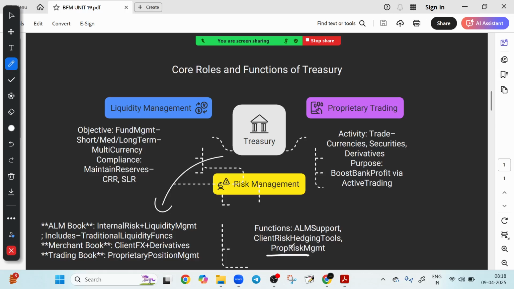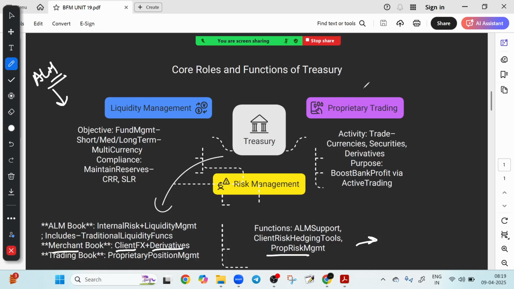And about the merchant book, so basically this is the part I told you, liquidity management is a part of the ALM book. Remember, this is very, very important. ALM book, liquidity management, right? And about risk management, you can see this risk management is part of the merchant book. The merchant book plays its part. As you can see, merchant book, client forex, means foreign exchange client, plus derivatives, right? And it covers foreign exchange transactions and derivative exposure.